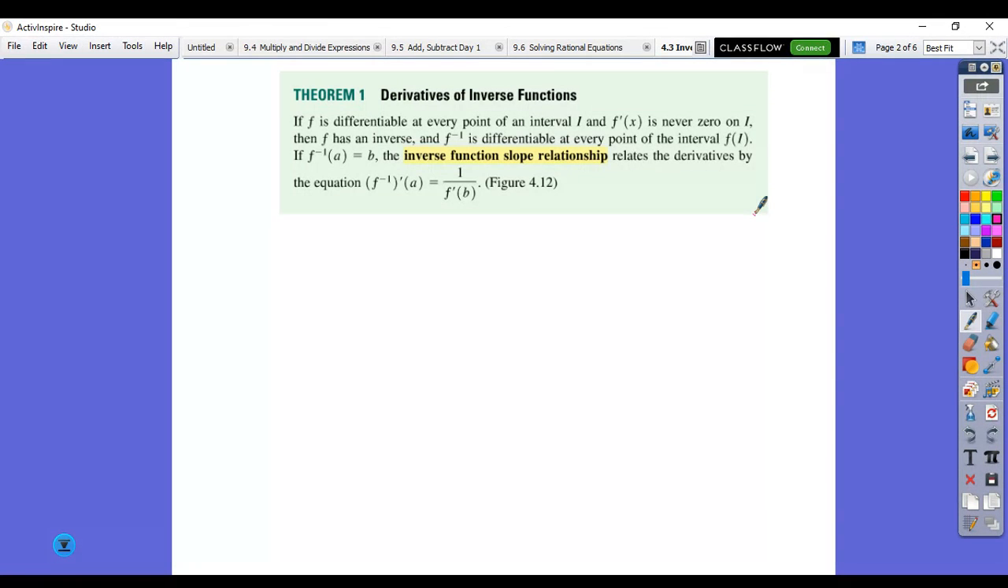If f inverse of a equals b, then the derivative of f inverse of a equals 1 over f prime of b. We use this very occasionally, but I would just think of it as: if this part, then this part. Okay. Now, before you freak out when I flip over, just take a deep breath.